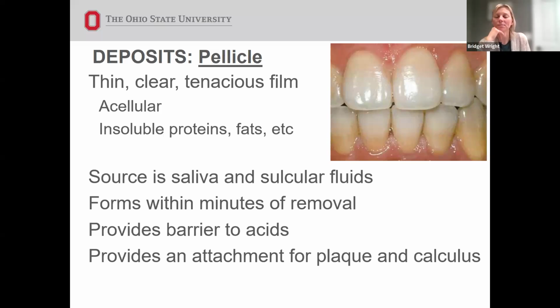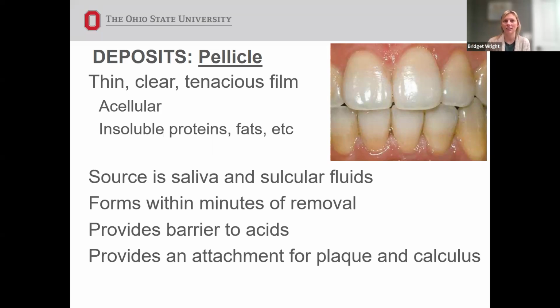It's made up of saliva and sulcular fluids. It starts to form pretty much right away after removal. But as a patient, we can usually start to feel it within about an hour or so.